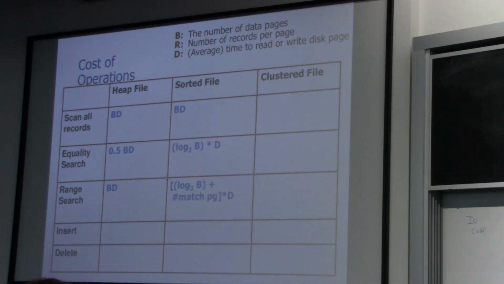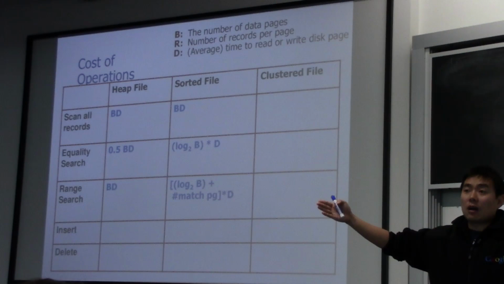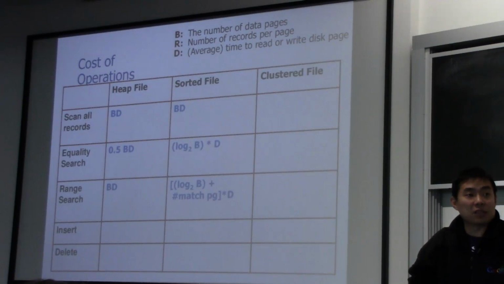Okay, the question is, for a sorted file, how many pages do you need to scan to find all the records in the range? Well, that's determined by two things. One is how many records are in this range, and the other is how many records a page can hold. Suppose you have 1,000 records in this range, and each page can hold 100 records. That translates to 10 IOs, 10 pages. You follow me? So that's why I write here number of matching pages. You can calculate that based on how many records are in the range and how many records each page can hold.